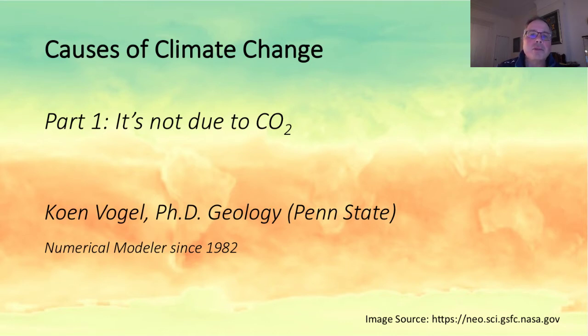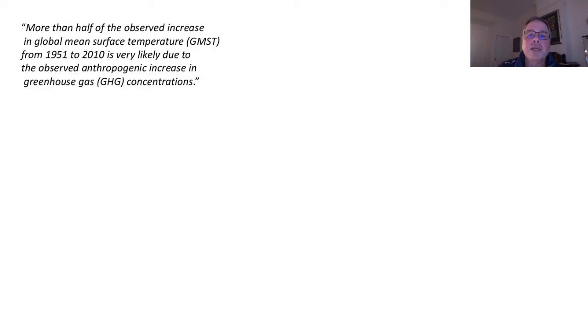And the most important one as far as today's video is concerned is volume 10, which deals with climate change attribution, or the causes of climate change. Well, let me just read to you from this report. I'm quoting directly from the report here. More than half of the observed increase in global mean surface temperature, or GMST, as you'll see it abbreviated in the presentation, from 1951 to 2010, 2010 is the date that they published the report, is very likely due to the observed anthropogenic increase in greenhouse gas concentrations. You'll see greenhouse gas abbreviated as GHG in the presentation.